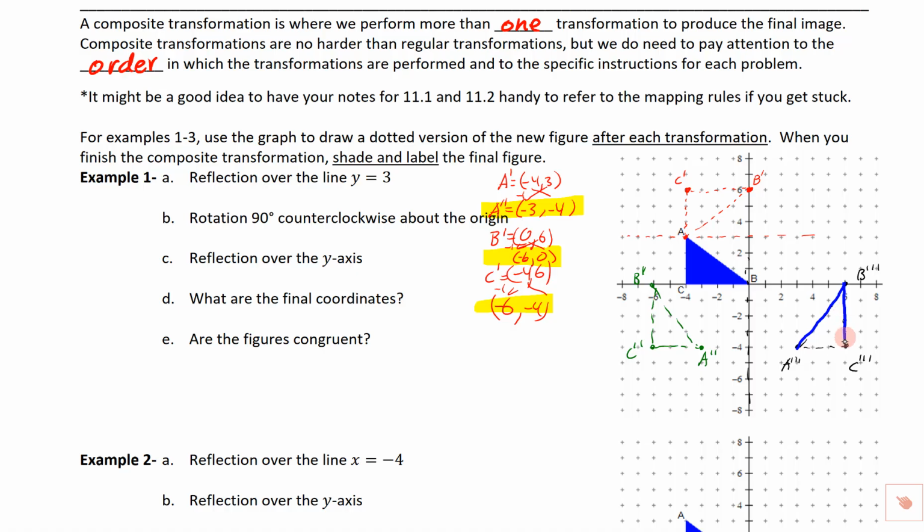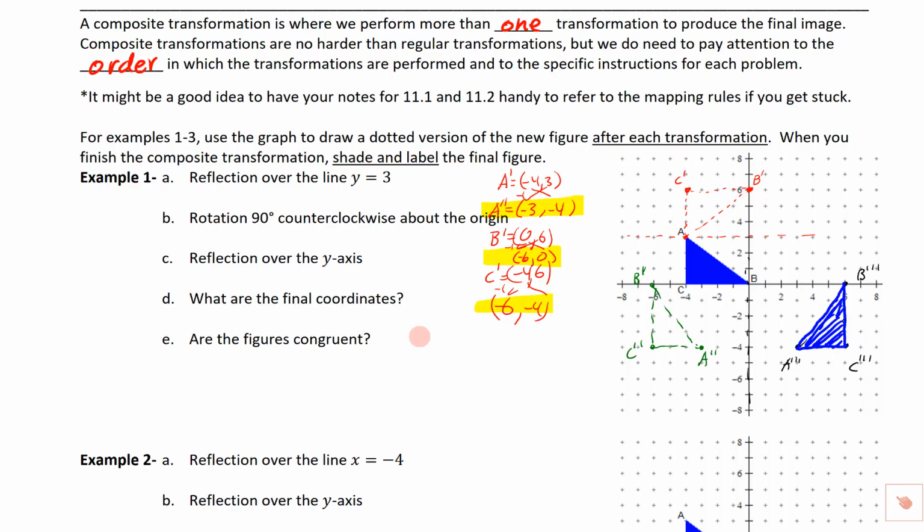So I'm just going to draw these lines right here. Okay, and then I'll go ahead and shade this in. So this is the final figure. So we flipped it up here across the line y equals 3, then we rotated it, and then we reflected across the y-axis. So we end up right here.